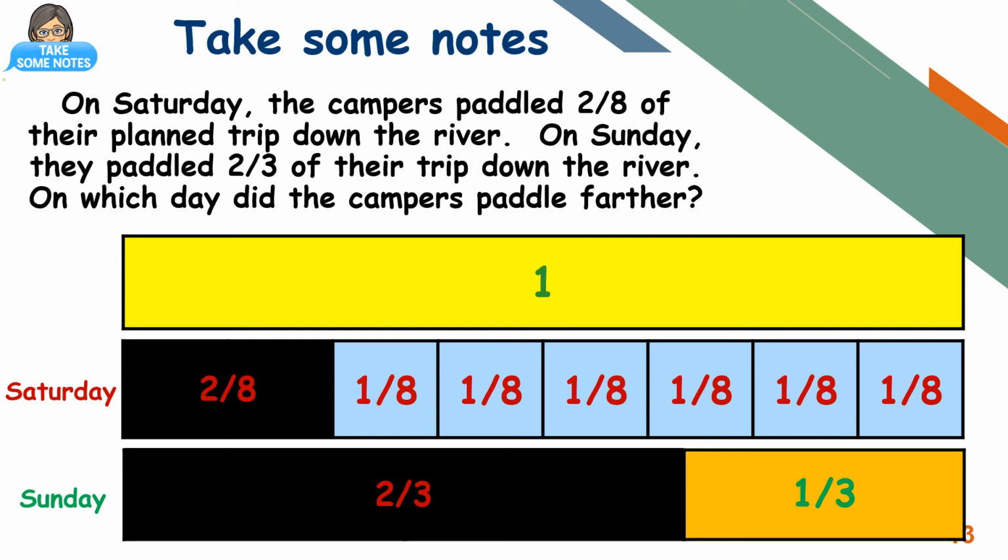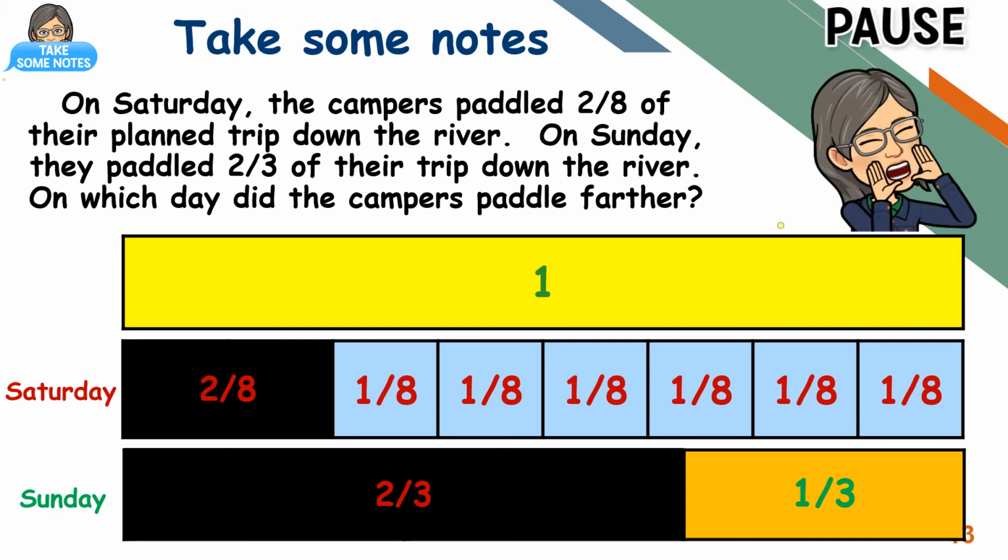We can compare these two fractions with the same numerators by looking to see which bar has more shaded, 2/8 or 2/3. Which fraction is larger and represents the day the campers paddled farther on their trip? And how do you know? Turn and talk with a partner for a few moments.